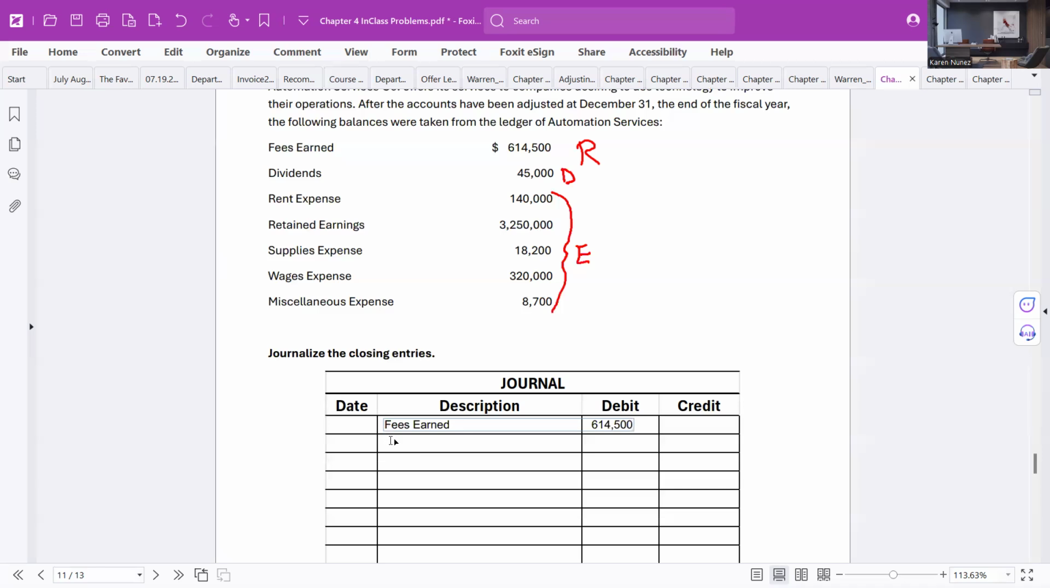And then we want to close out those expenses, and we'll start with the rent expense. We'll use the order that they're given in. So the rent expense is 140,000. And then we're going to close out the supplies expense, and supplies is 18,200. And then we'll close the wages expense, and wages is 320,000. And then the miscellaneous expense, which is 8,700.